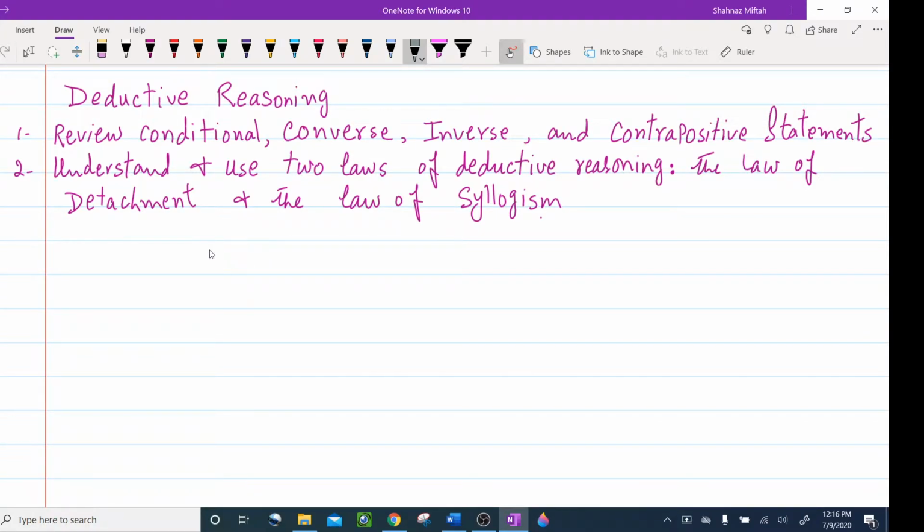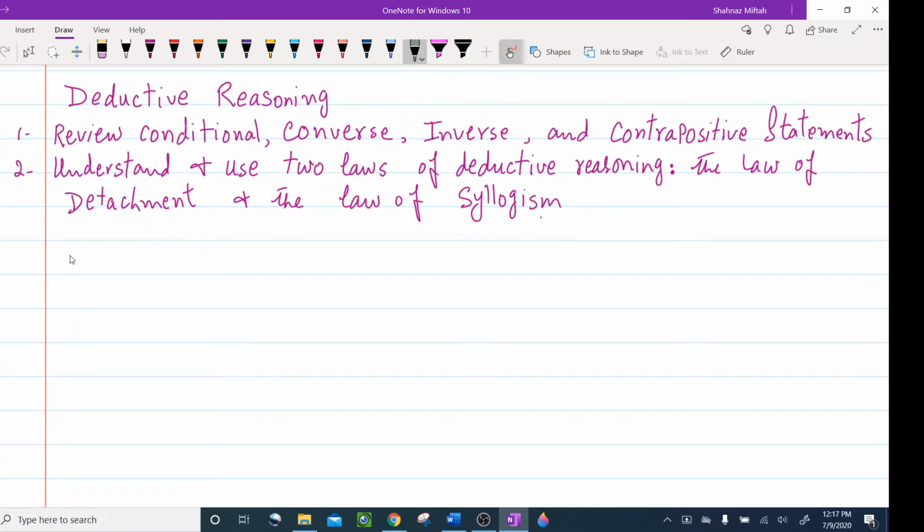Notations are really important, guys, because if you know the notation, even if you don't remember the whole sentence or definition for any statement, you can use the notations if you remember them, and then you can solve the problem. So the conditional, I'm reviewing first.